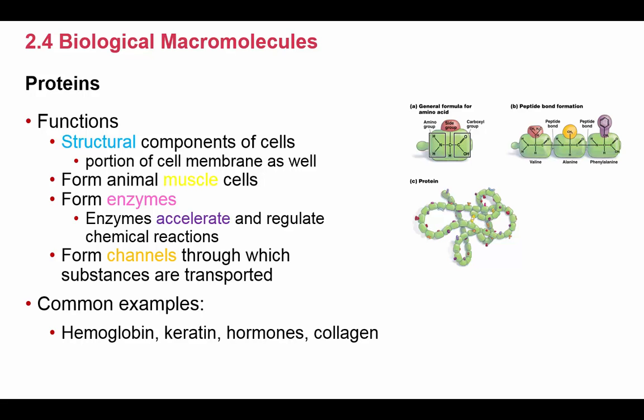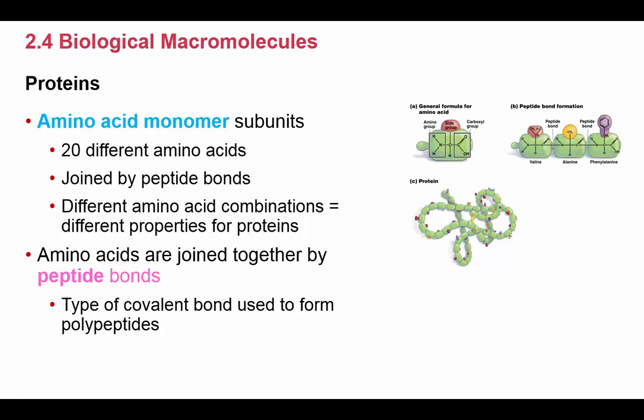We also know that proteins form channels through which substances can be transported in or out of the cell. Some very common examples of proteins that we see in the human body: we see things like hemoglobin, that's what carries the oxygen in red blood cells. Keratin, which is a protein that makes your skin, nails, and hair hard. A lot of hormones are either proteins or are regulated by proteins. And then collagen, a very important protein found in our connective tissues that helps to strengthen as well as give them some flexibility. Now, proteins, we know, are made of amino acid monomers.